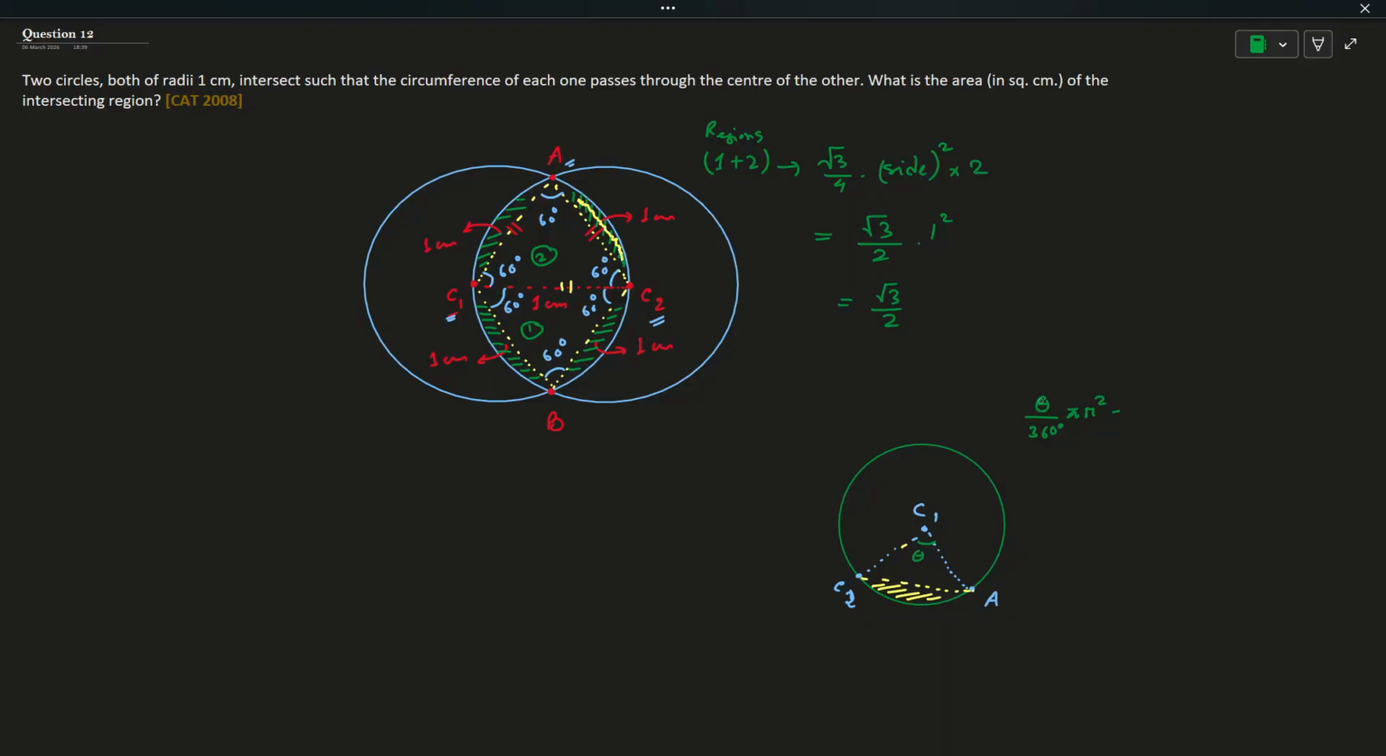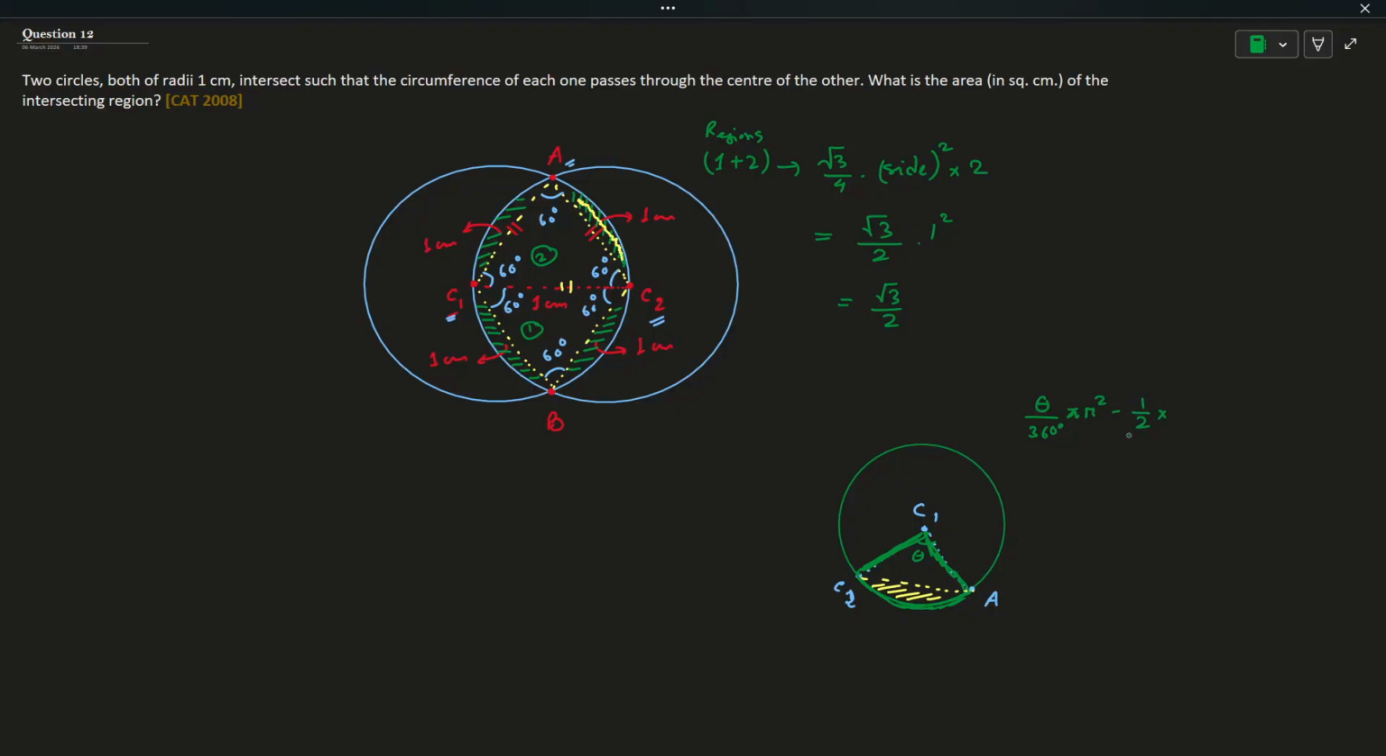This will give me the area of the entire sector. Sector means this entire part. Okay, this is the sector. I will get the area of this entire sector, and from this sector, I will subtract the area of the triangle C1, C2, A.